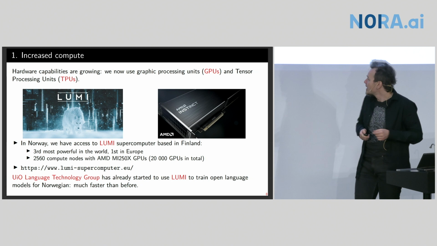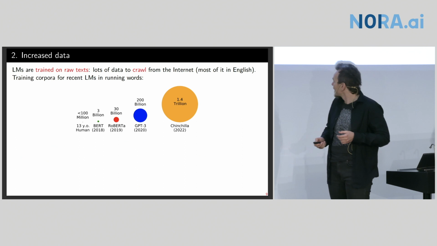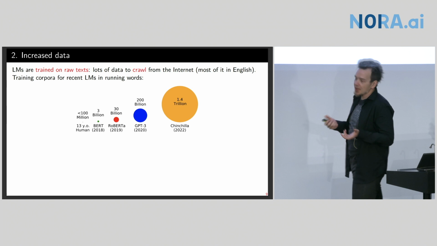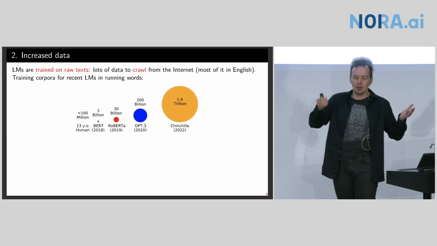So now the experimentation is much faster. We can train BERT models in a matter of days, etc. So yeah, then increased data. Language models are trained on raw text. So that's one of the main advantages of language modeling as a task, because you don't need any annotation, right? You can just download raw texts from the internet, just crawl the internet, and you have lots of data to train on.